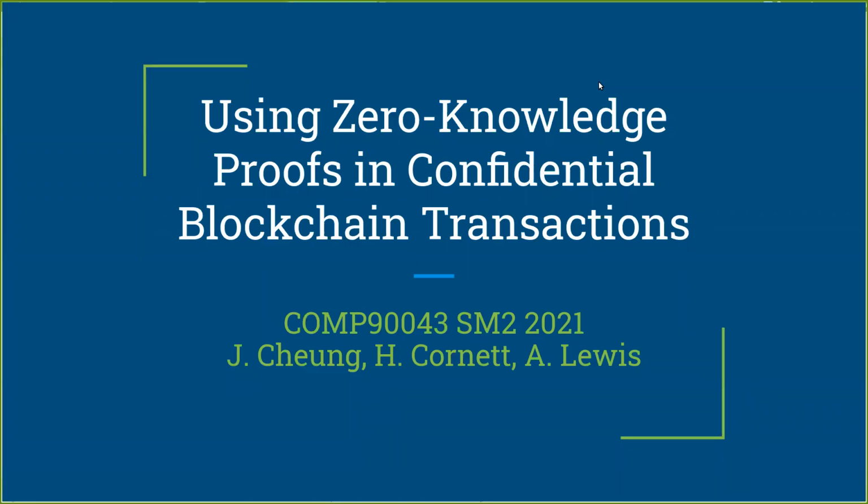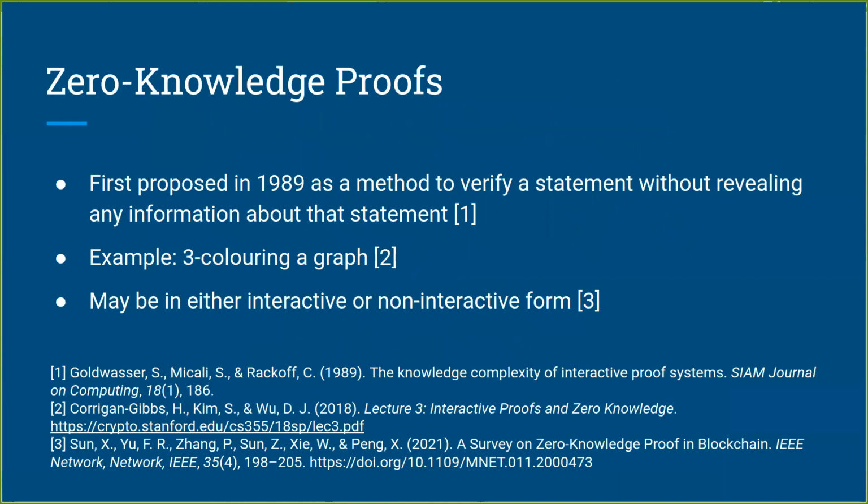Today we will be discussing the cryptographic method of securing information in blockchain transactions using zero-knowledge proofs. Zero-knowledge proofs were first proposed in 1989 by Goldwasser, Micali, and Rackoff as a method to verify the truth of a statement without revealing any of the secret information used as the basis for that verification.